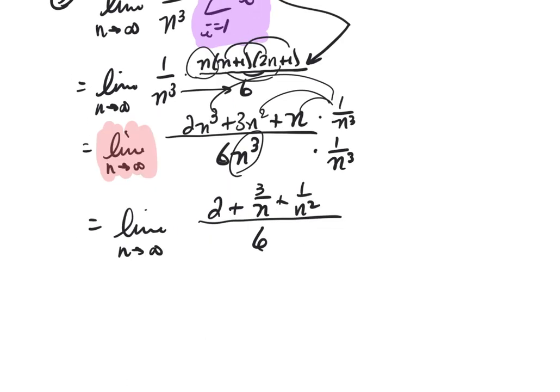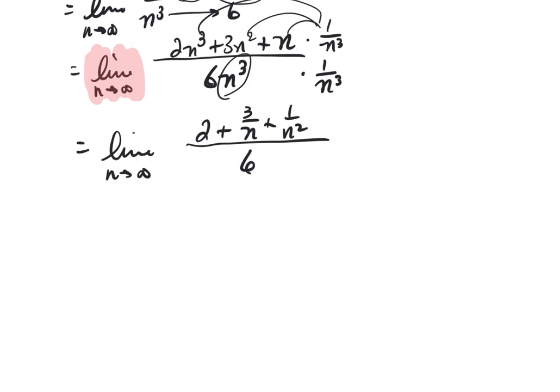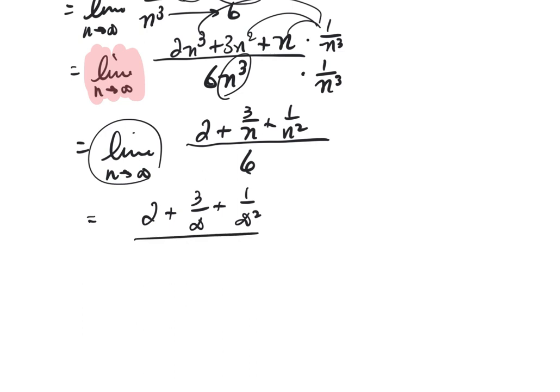Okay, so we simplify by distributing, and now we evaluate the limit by replacing every n with infinity. So we'll have 2 plus 3 over infinity plus 1 over infinity squared, divided by 6. Once again, whenever we have a fraction where the top stays the same, 3, and the bottom gets infinitely large, that fraction has a value of 0. So we end up with 2 plus 0 over 6, and when you add and reduce, you get a result of 1/3.